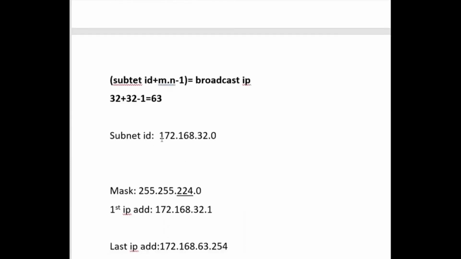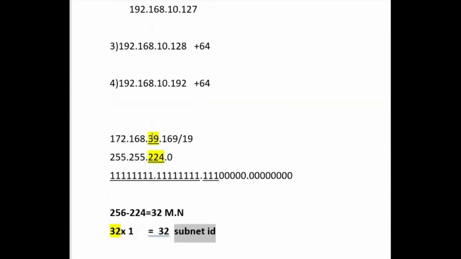So subnet ID will be 172.168.32.0. Where are you going to put the 32? We put it in the middle octet because everything is happening in this middle octet. Okay?